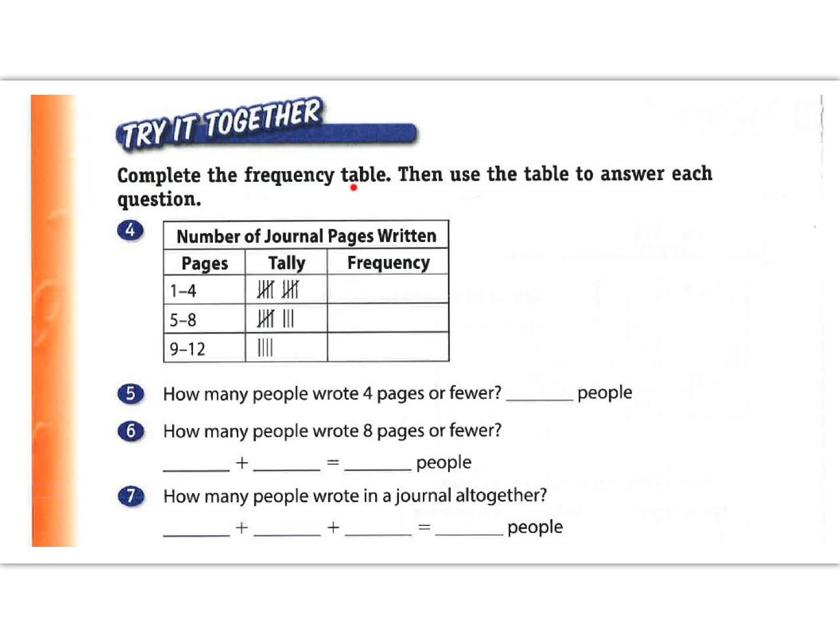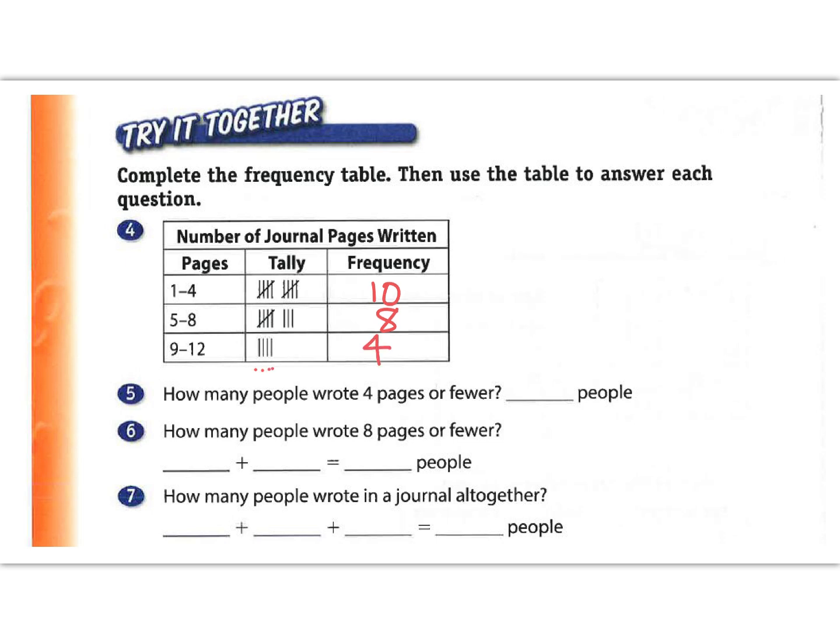All right, complete the frequency table, then use the table to answer each question. Number of journal pages written, 1 to 4 pages. The tally is 5, 10, so the frequency is 10. The next one is 5 to 8 pages written. 5, 6, 7, 8 is the tally. And then 9 to 12 pages written is only 1, 2, 3, 4.